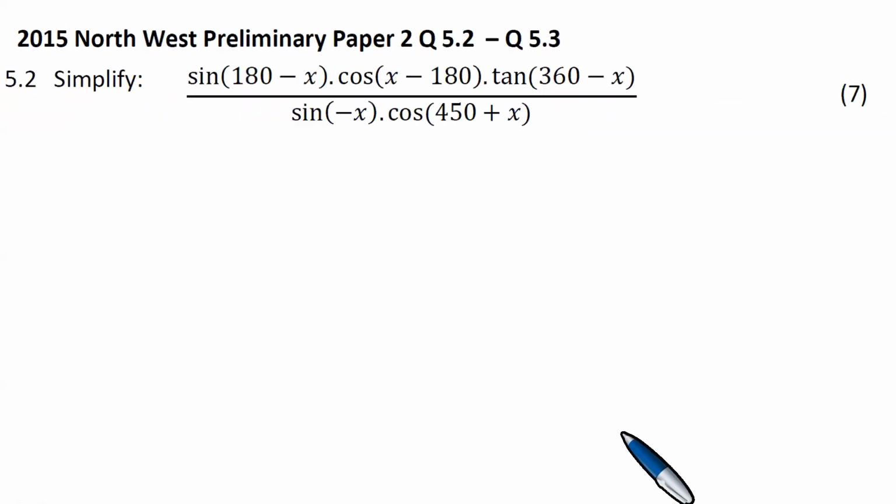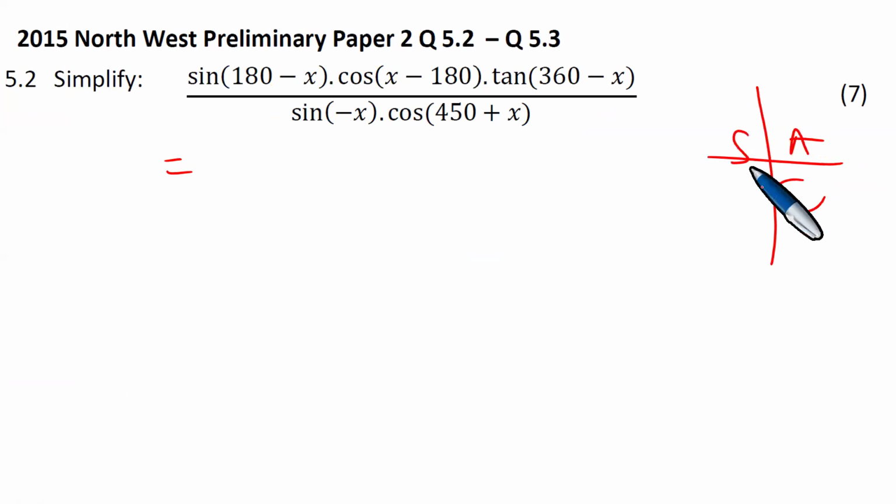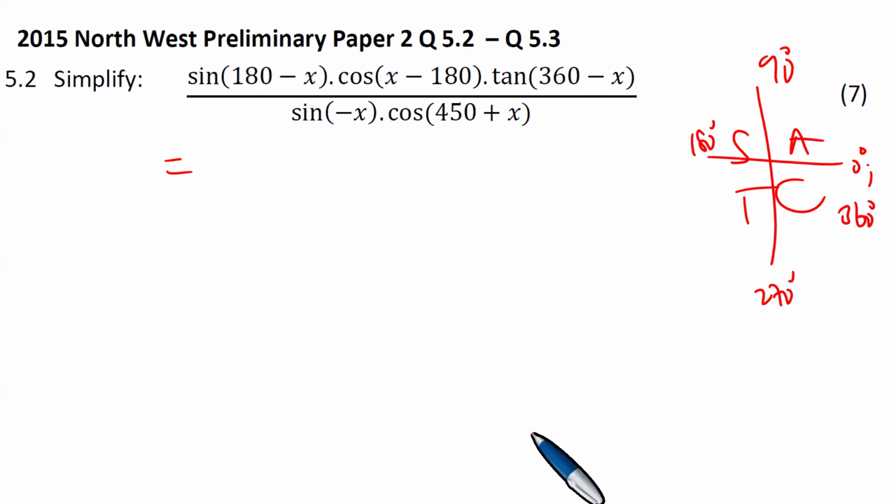Right, question from the Northwest. Now we need to simplify the following for 7 marks. To simplify the following here, we take the sine and we use our CAST diagram. Right, 0 degrees, 90, 180, 270, 360.